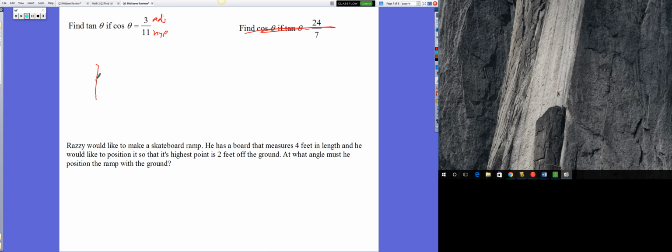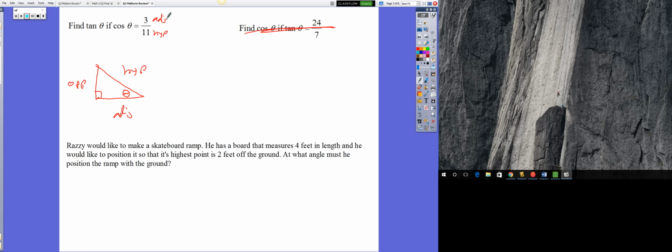You got to draw a triangle. Put 90 here and put theta. It doesn't matter where you put theta. If you put theta here, this piece is the opposite, this piece is the hypotenuse, and this piece is the adjacent. Just don't put it on the 90, put it on one of these acute angles. If you put it here, that means 3 is the adjacent, so this piece is 3, and 11 is the hypotenuse.